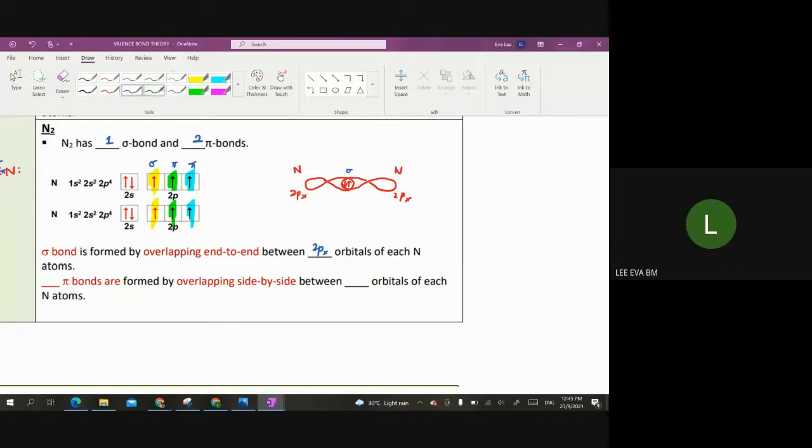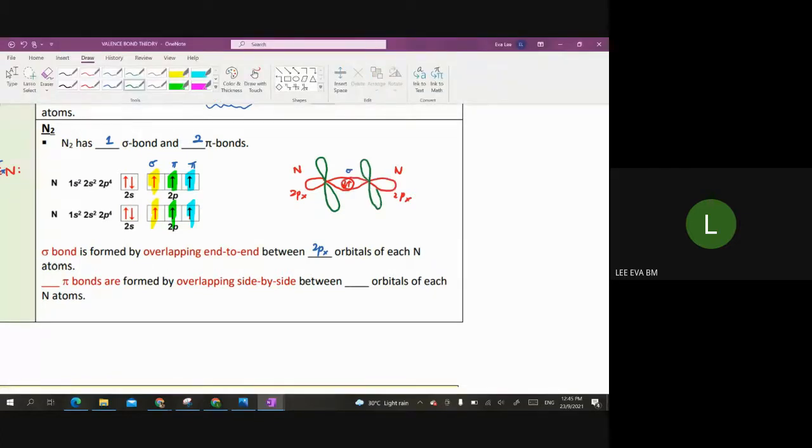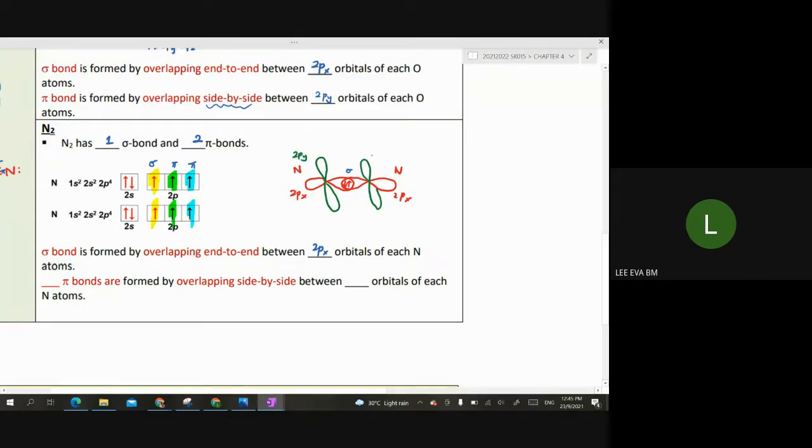Okay, so we draw two more pi bonds. Remember, pi bond is side by side, that means you have another two overlapping. So I slant a little bit. Let's say over here, it must be parallel. Make sure the two dumbbell shapes are parallel. Let's say I make this one my 2py. This one also needs to be 2py, parallel. One electron each, and then these two will overlap.